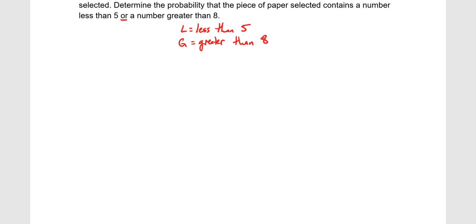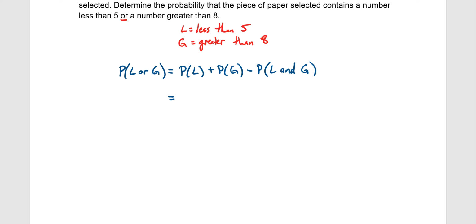And writing down our formula here, we have our addition formula, so let's figure out these probabilities. So the probability of L, the probability that it's less than 5, it can be 1, 2, 3, or 4. That is going to give us 4 possible outcomes out of 10 total outcomes. The probability of G, greater than 8, that's going to be 10 or 9. That's going to be 2 outcomes out of 10.